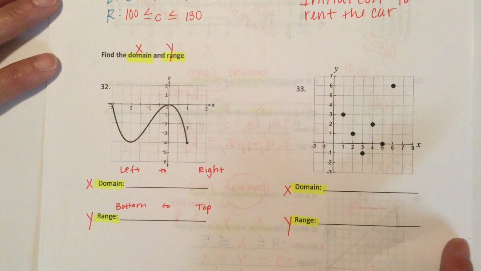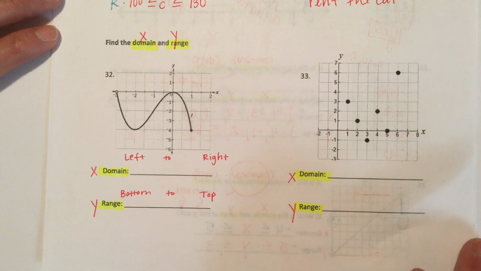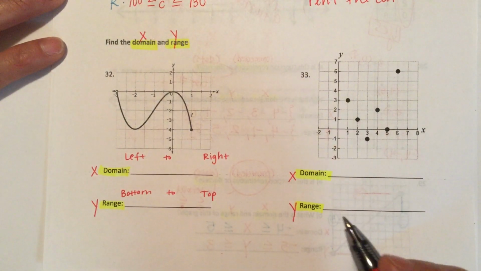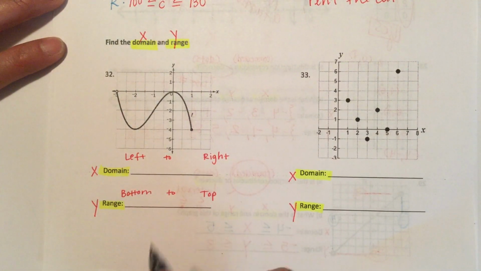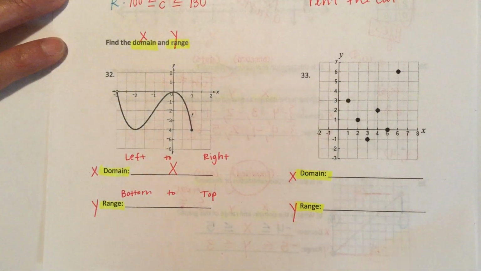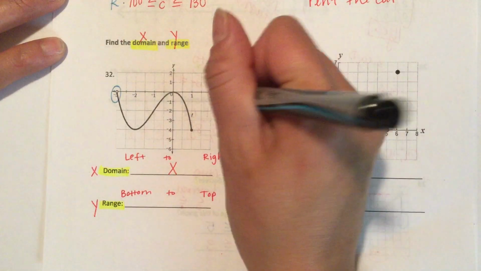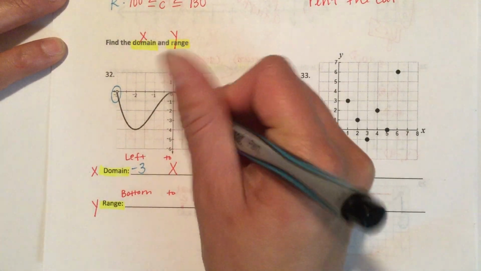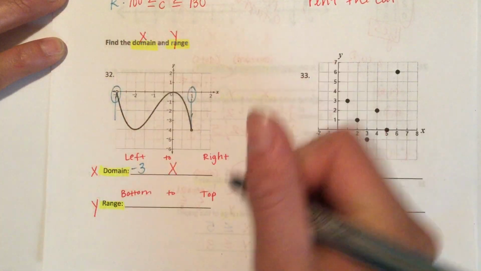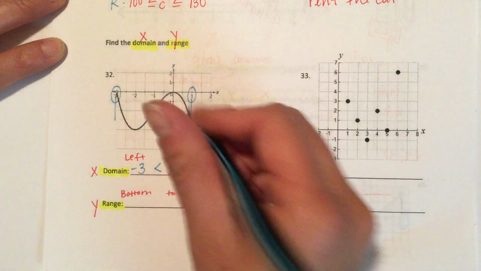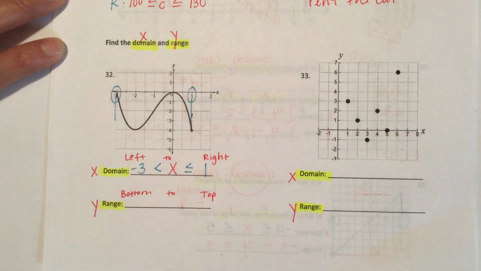All right, numbers 32 and 33. Find the domain and range. Here, this graph is continuous. When it is continuous, it is connected. So you must look at the graph from left to right. You must write the interval. So x is in the middle for domain. You look to the left for domain, all the way to the right. So on the left, it's -3. All the way to the right is +1. At -3, it's an open circle, so it's less than. At 1, it's closed, so it's less than or equal to.